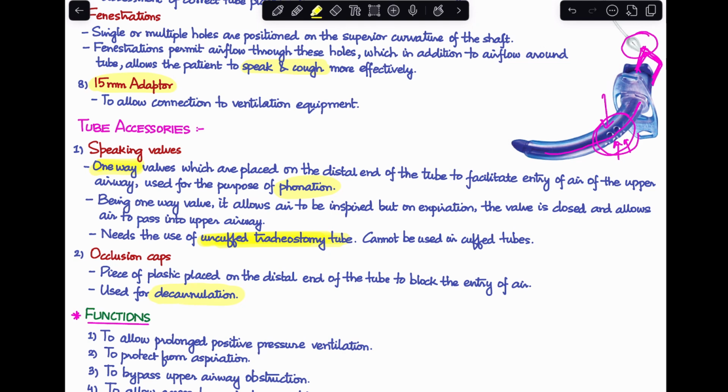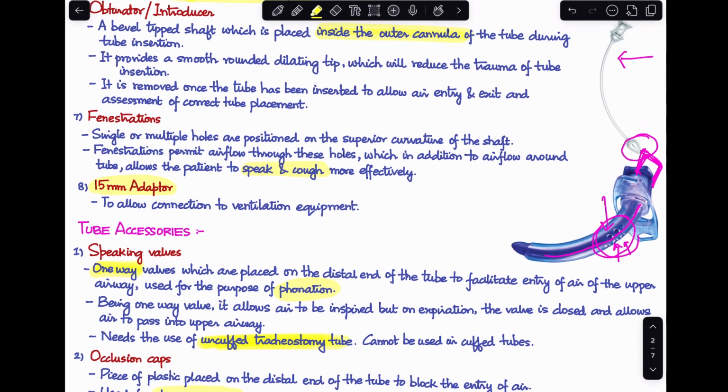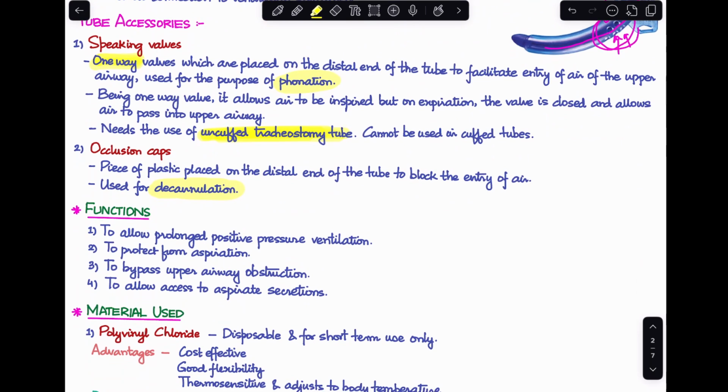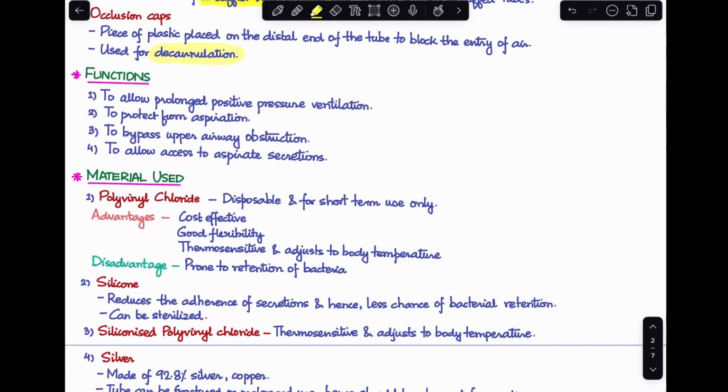I have spoken way more in detail over there. So these are all the tube parts that we need to know. Now, why do we need a tracheostomy tube? What are the functions of the tracheostomy tube?